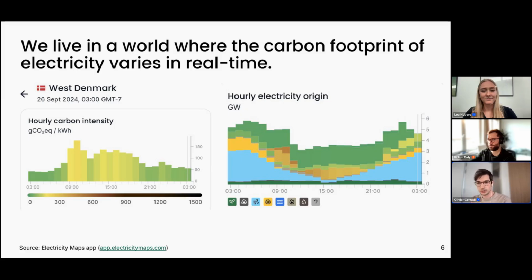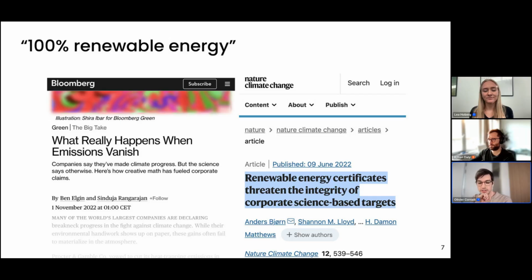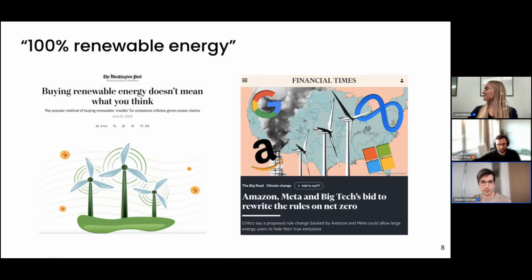This change that has been happening over the past decade or so does mean that our accounting practices need to evolve. And if they aren't evolving, that means that there are some risks that we can be going through. The press has been calling out some practices that are not yet reflecting this granular accounting. And the lack of granularity is something that is getting picked up. We have some examples here from Bloomberg and from Nature Climate Change, recently also from the Washington Post and the Financial Times.